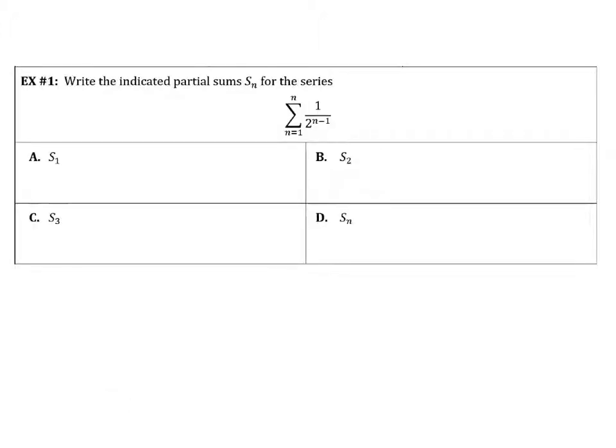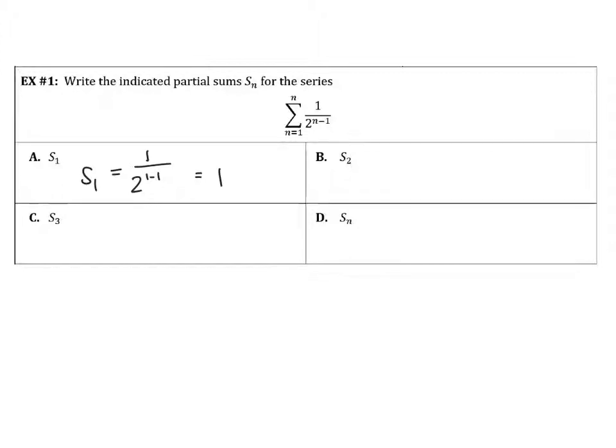Alright, so for our next example, we are asked to write the indicated partial sums, S sub n, for this series. With our partial sums, notice for the first one, S sub 1, they just want us to list out that very first term in that sequence, and for the series, we're going to have the same. So that's going to be 1 over 2 to the 1 minus 1. And so that first term there is going to be 1.